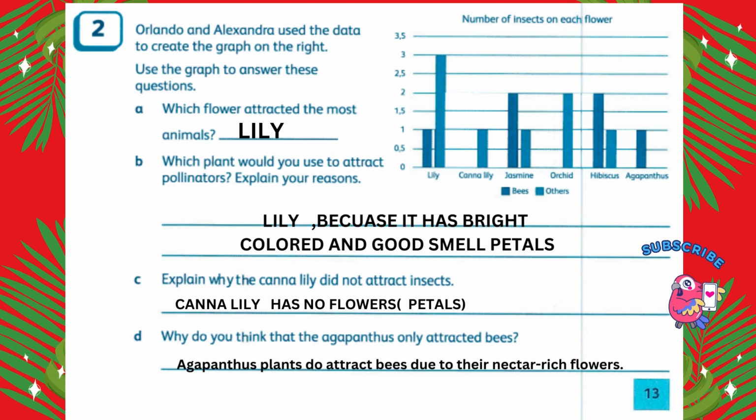B, which plants would you use to attract pollinators? Explain your reasons. So you can answer, which plant would you use to attract pollinators? Lily, because it has brightly colored and good-smelling petals. And C, explain why the canna lily did not attract insects. Because it has no flowers, so there are no petals, so no attraction. D, why do you think that the Agapanthus only attracted bees? Actually, Agapanthus plants do attract bees due to their nectar-rich flowers. They produce more nectar, so they are attracted by bees.